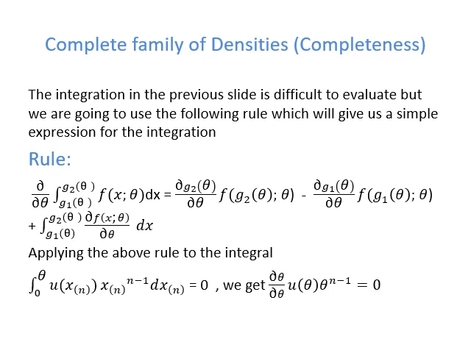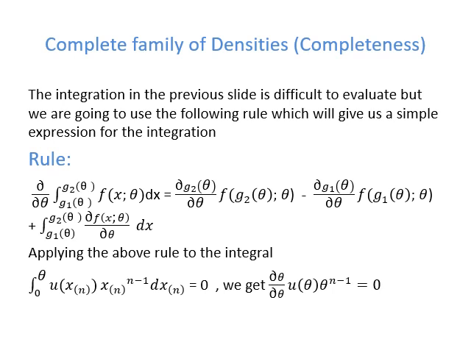So the first term again is the derivative of the upper limit of the integral, which is g2 of theta. We differentiate g2 of theta with respect to theta and multiply this by f, but instead of x we substitute g2 of theta, minus the second term. What is the second term? We are going to differentiate the lower limit with respect to theta, so it will be partial g1 of theta over partial theta, and then in the function we are going to substitute x by the lower limit, which is g1 of theta.